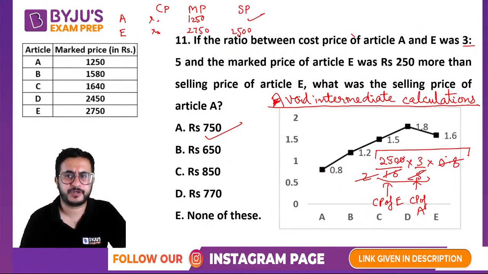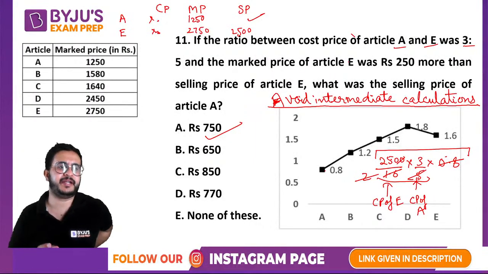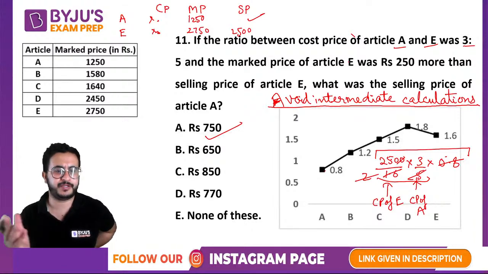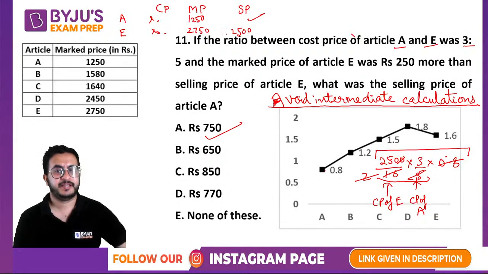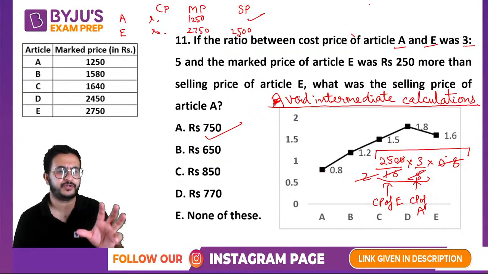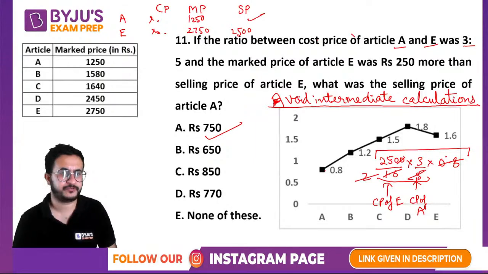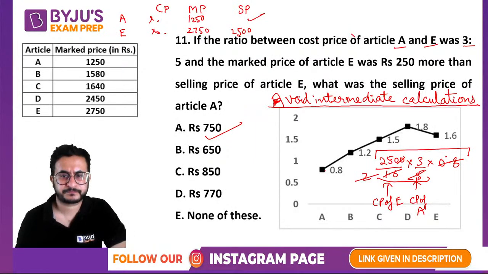3/8 नहीं होगा, 3/5 होगा ना. See, the cost price of A and E is given. We are not comparing with the total. I got your point. 3/8 you take when you have to compare with the total. We are not calculating from the total. We are directly given the cost price of this and the ratio of this. If it was the cost price of A and E and we knew the total cost price, we would have used this. But we do not have the total cost price, that is the direct cost price of E. Okay, so we will get 750 as the answer.